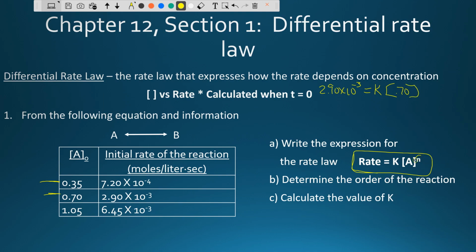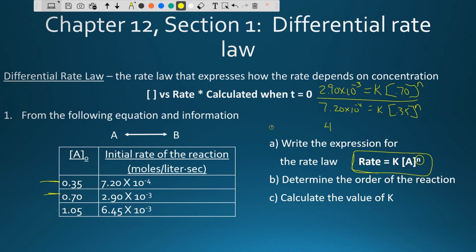Now, we're going to raise it to whatever power that is. We don't know the order, and that's what we're going to find. So we're going to just use an n value right now for this. And we're going to divide that by the original. The original, when we started, was 7.20 times 10 to the negative fourth. That will equal our constant times a 0.35 concentration to whatever power that would be. So if I do some math with this, if I divide these two out, I'll see that this ends up being a 4.